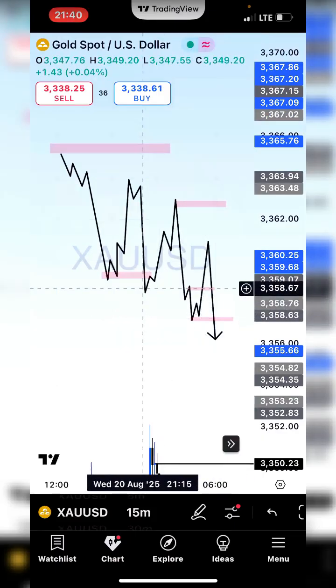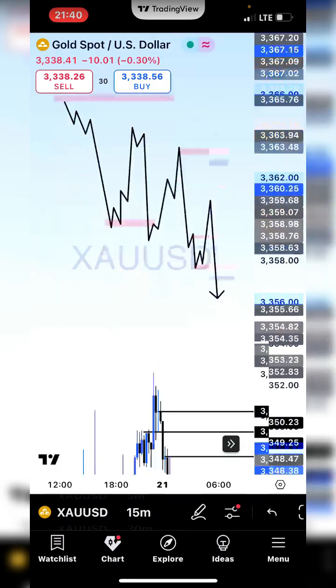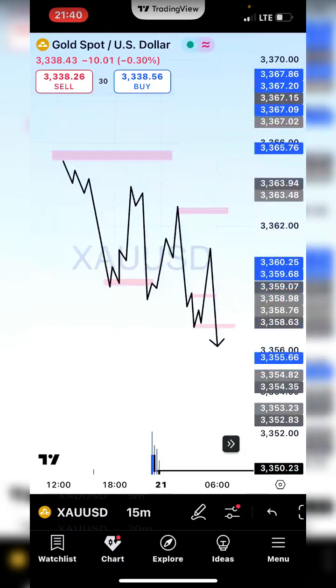Now all are zones that price will possibly react from in the future. So do you guys understand?